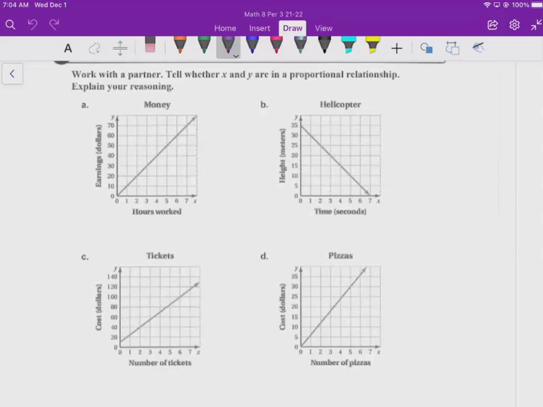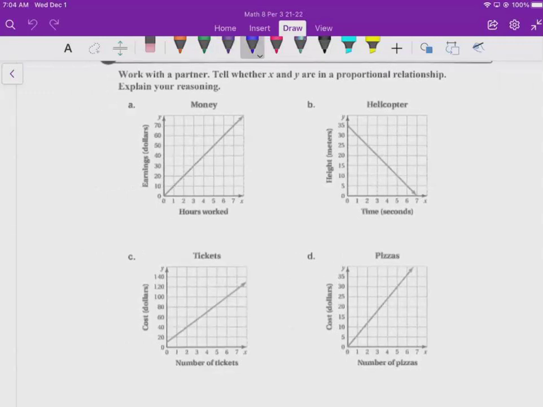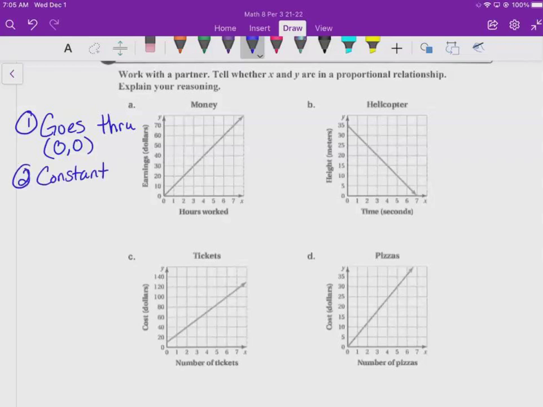For doing notes. Here we go. So these are the two things you have to know in order for it to be proportional. One, it goes through 0, 0. So it goes through the origin. And two, it has a constant rate of change. And I'll show you what that means as we get going here.